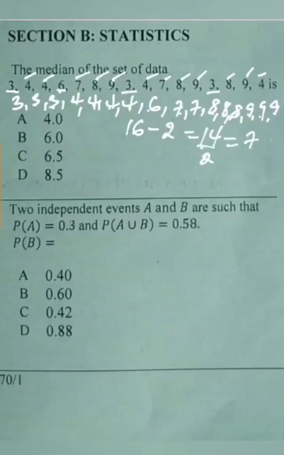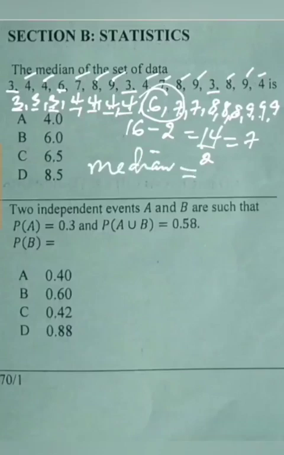So there are 7 numbers on either side of the 2 numbers that are in the middle. So I count 7 from the left. I'll get 1, 2, 3, 4, 5, 6, 7. And so the middle numbers are 6 and 7. So the median would be their average. So 6 plus 7 divided by 2, which gives 6.5. And so the correct option is C.